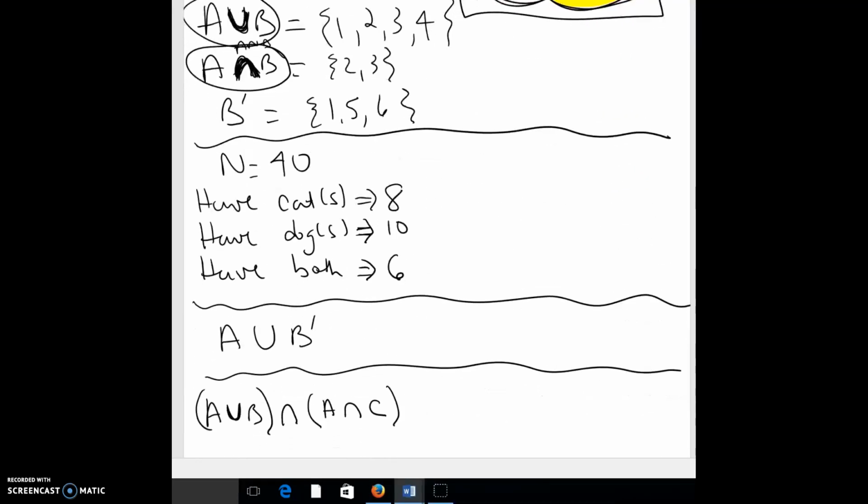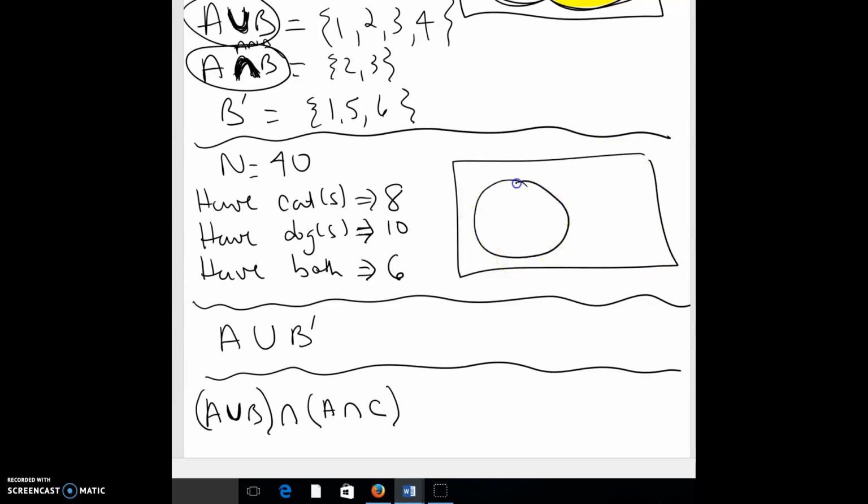All right, so you ask people, do they have cats, do they have dogs, and do they have both? And you want to figure out different questions, like how many just have cats, how many just have dogs, how many don't have either pet. So again, if you draw your little universal set, we're going to use Venn diagrams to kind of tease this out a little bit. So I'm going to use C for cats and D for dogs.